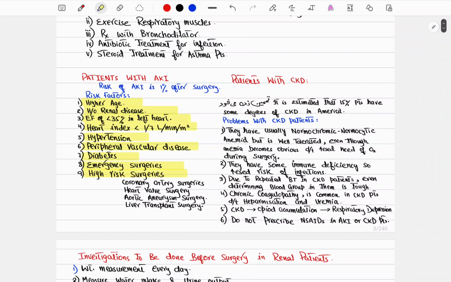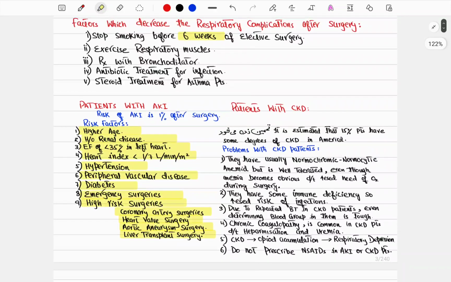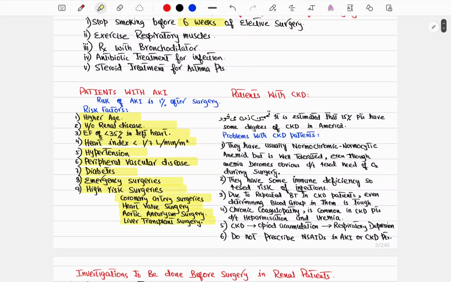Some high risk surgeries are coronary artery surgeries, heart valve replacement surgeries, aortic aneurysm surgeries, and liver transplant surgeries. Now, patients with chronic kidney disease. Okay, this was acute kidney injury, and now we will see chronic kidney disease. It's estimated that almost 15% of patients presently in America have some degree of chronic kidney disease.